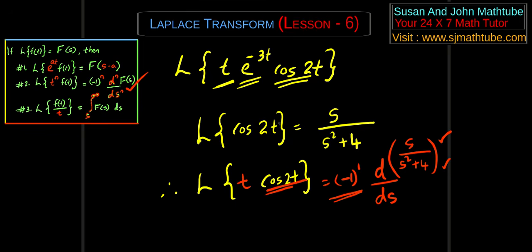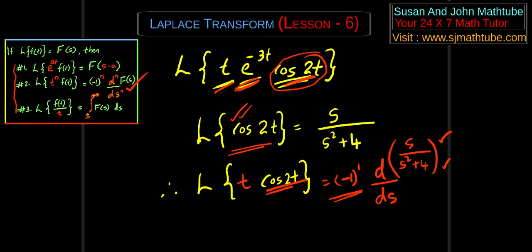Once more I'll tell you, they asked us a question, find the Laplace of the product t into e power minus 3t into cos 2t. Since it is a product, the order does not matter. You can write in any order you like. We don't have any property involving cos. Look at the three properties. So that is exactly what I found first.